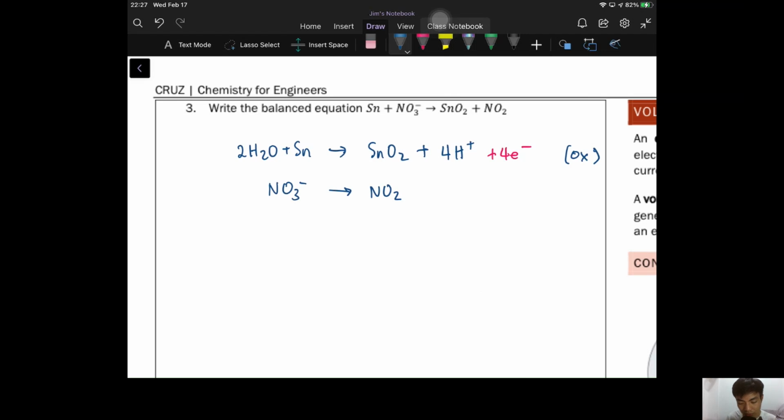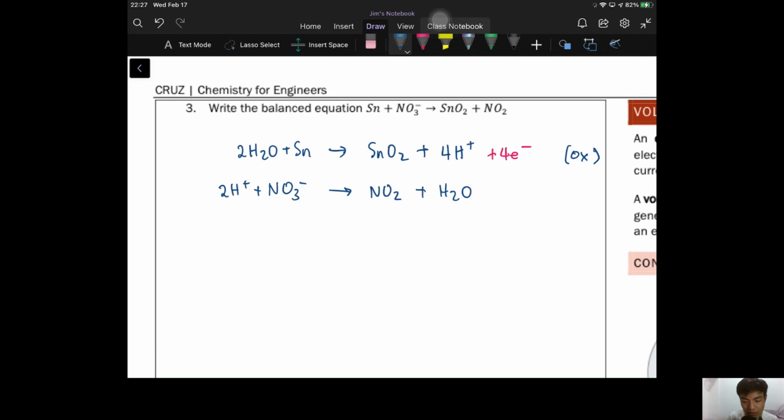On the bottom equation, we have NO3 minus producing NO2. Okay, so yung nitrogen, balance na yan, tigisang nitrogen. Oxygen, may tatlo sa left side, sa right side, isa lang. So that means we have to add water. Okay, then may dalawang hydrogen sa right side, sa left side wala. We add 2H plus. Okay.